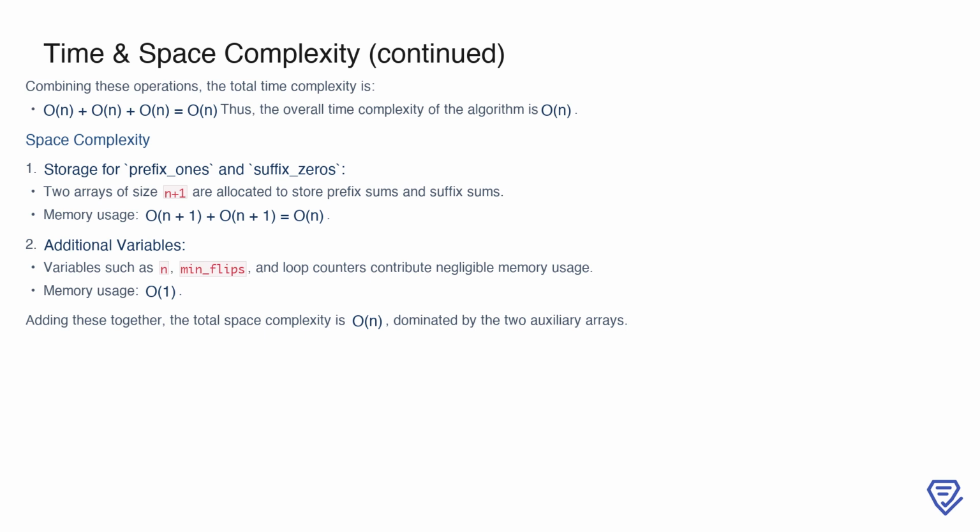Now, turning to space complexity, the primary contributors are the prefix_1's and suffix_0's arrays. Each of these arrays has a size of n plus 1, where n is the length of the string, resulting in a total memory usage of O(n) for the arrays. Additionally, the algorithm uses a few scalar variables, such as n, min_flips, and loop counters, but their memory usage is constant and does not depend on the input size. Therefore, the overall space complexity is also O(n), dominated by the size of the auxiliary arrays.